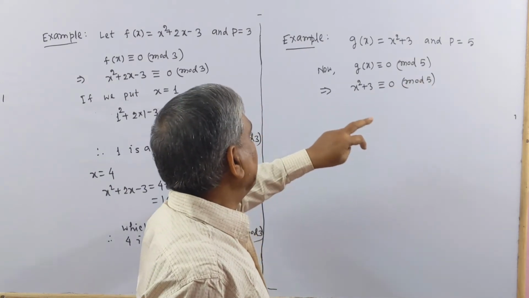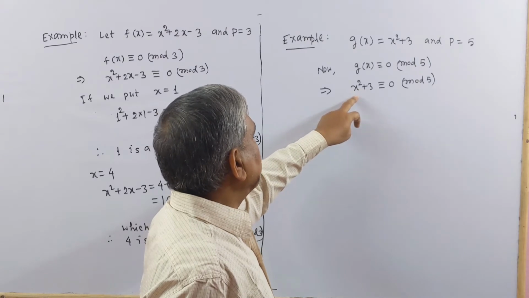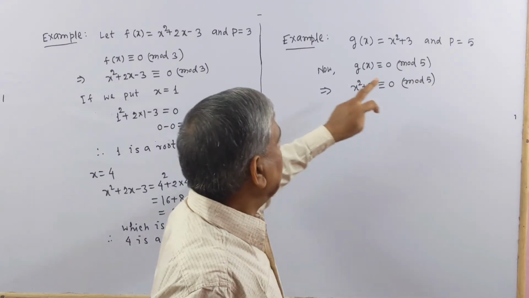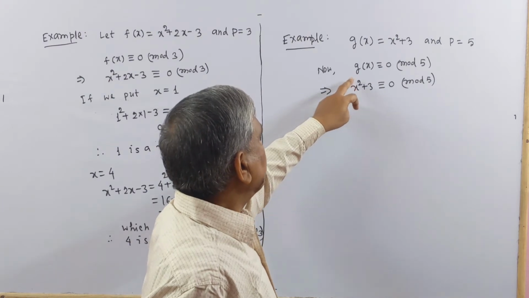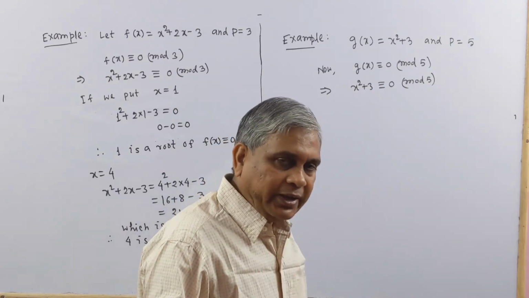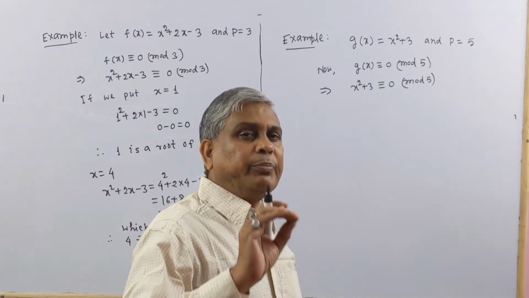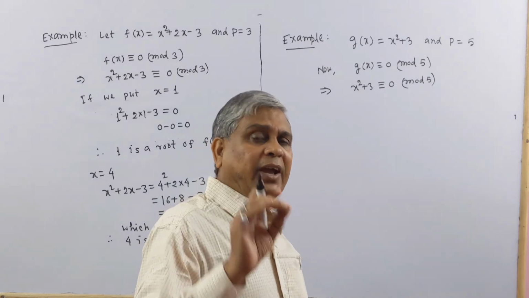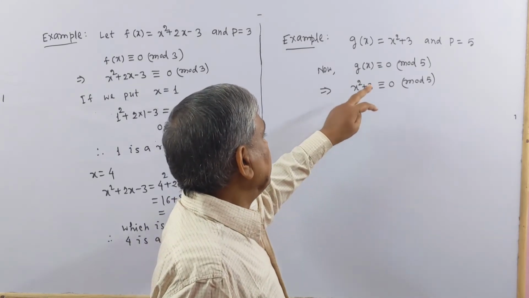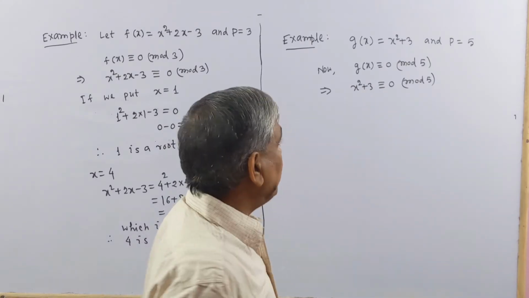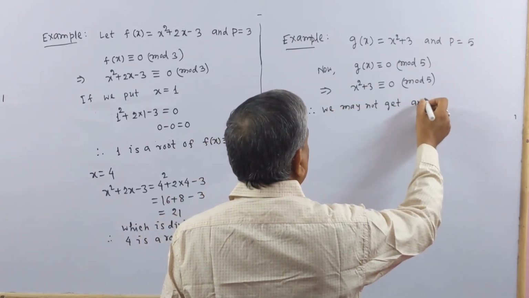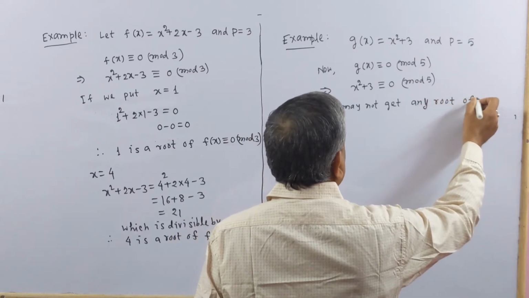If x equal to 2, 2 square means 4 plus 3, 7 minus 0 equal to 7, which is not divisible by 5. If we put x equal to 3, 3 square means 9 plus 3, 12 minus 0 equal to 12, which is not divisible by 5. If we put x equal to 4, 4 square means 16 plus 3, 19 minus 0 equal to 19, which is not divisible by 5. In this way, we may not get any integral value of x such that this congruence is satisfied. Therefore, we may not get any root of this congruence.